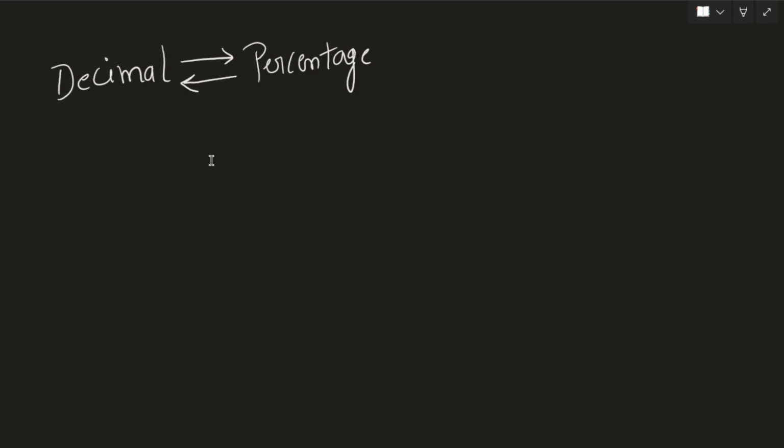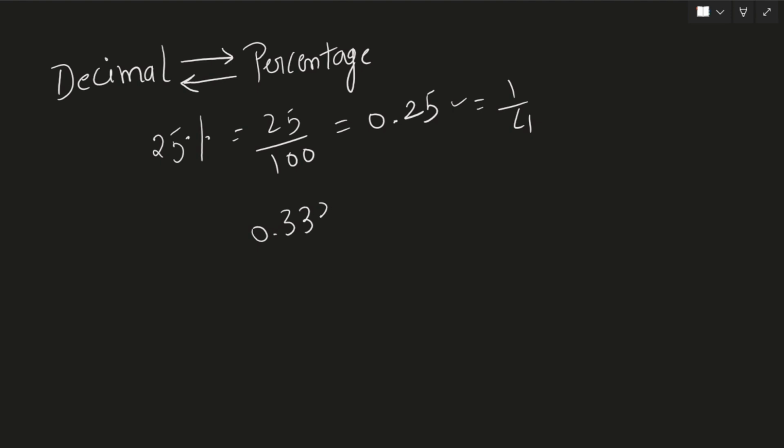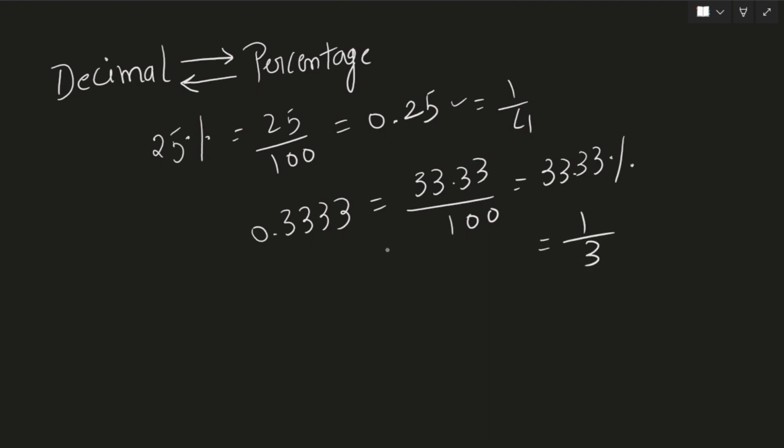Another important topic is converting decimal to percentage and percentage to decimal. Let us take some example. 25%, we can write it as 25 by 100, which is equal to 0.25. So whenever we see a decimal of 0.25 in any question, we should be able to recollect its fractional form, which is 1 by 4. Another example, 0.3333. This we can write as 33.33 by 100, which is equal to 33.33%, which can be written as 1 by 3.